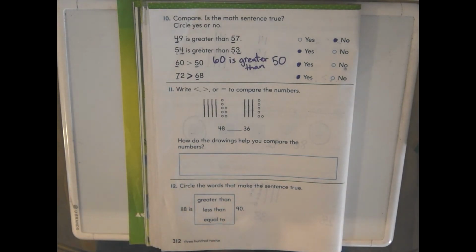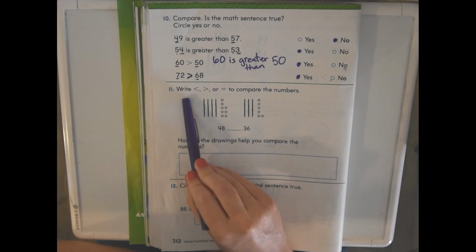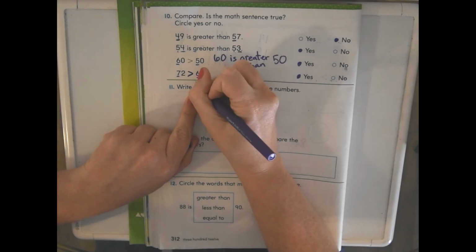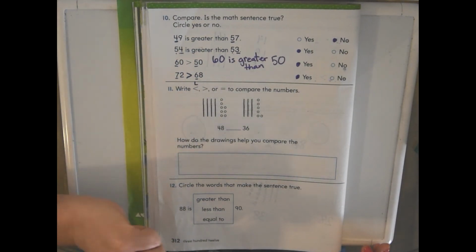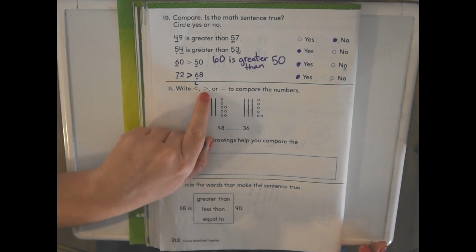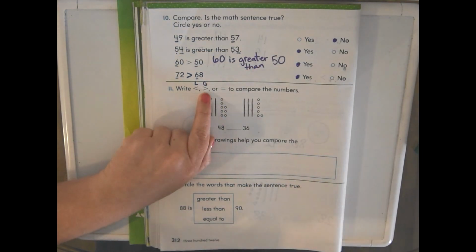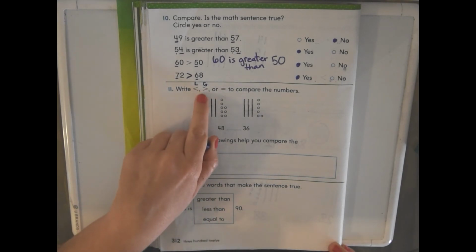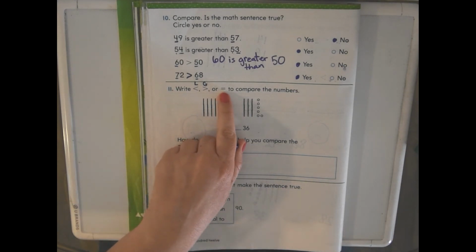Okay, let's move on to number 11. We're going to write the correct symbol to compare the numbers. Now, this one right here is less than. I'm going to write a little L right here. Less than, right? Because it has the small side towards the left side of the paper. Okay, then we have this sign. This is greater than. Okay, it has the big open side, right, towards the left side of the page. Okay, so that's the greater than symbol. And then we know this symbol, it's the equal to sign.